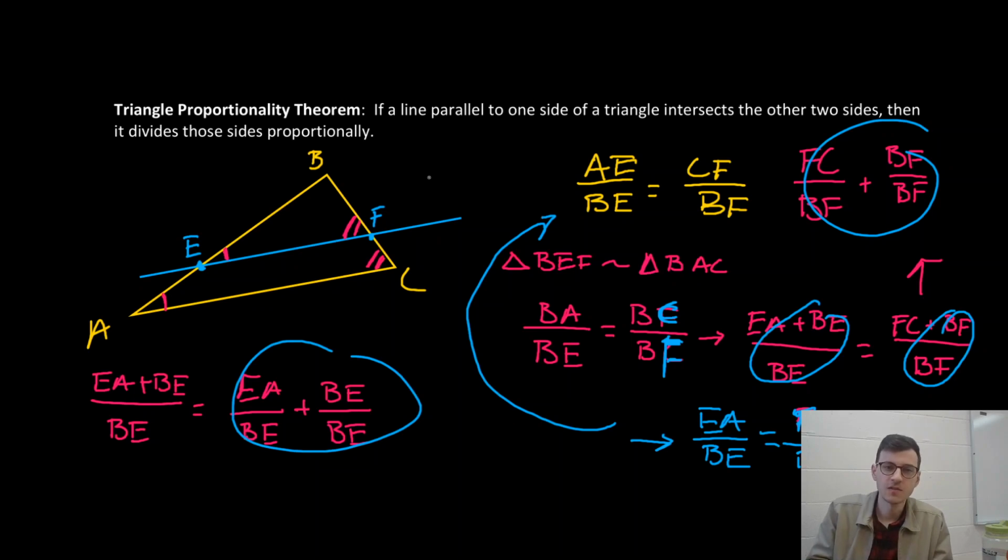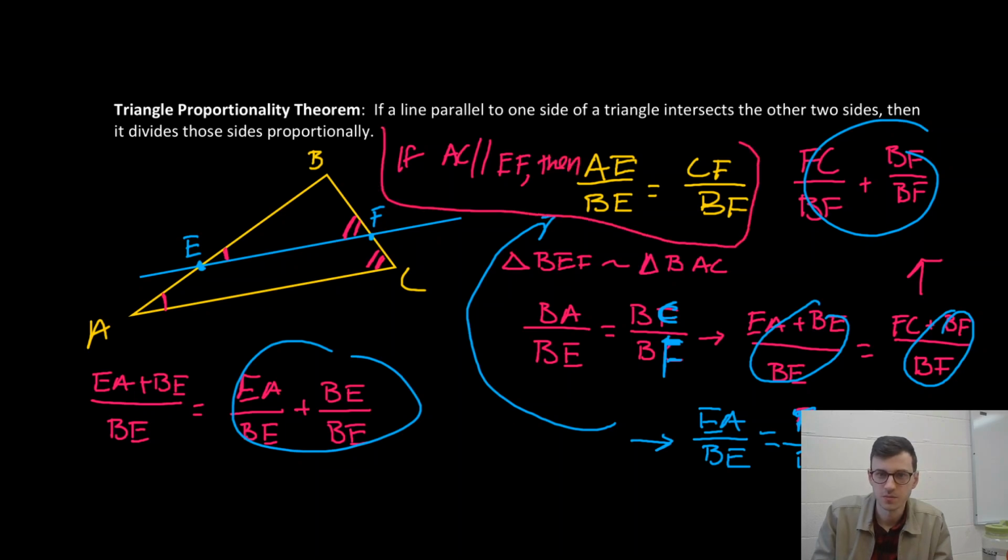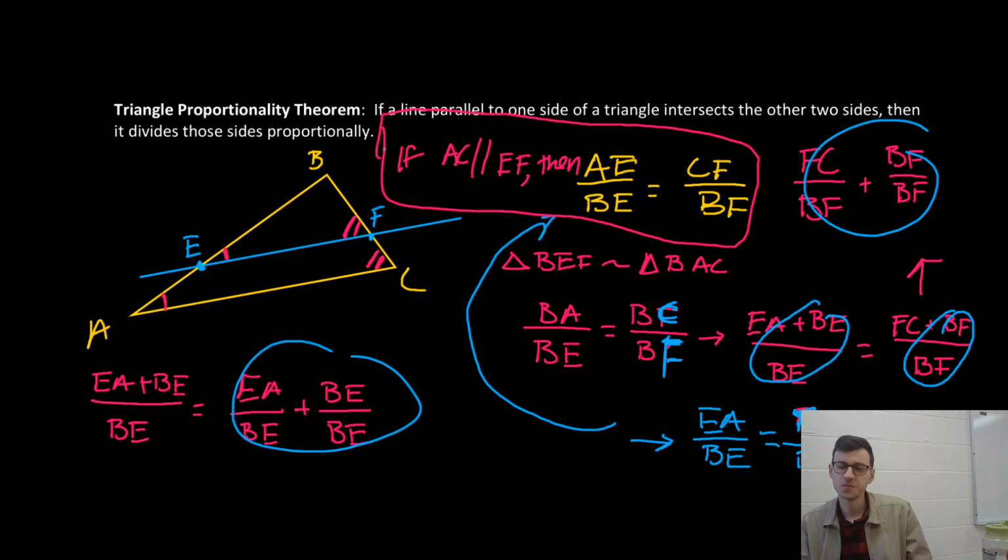Okay, so the bottom line is the proof is if AC is parallel to EF, then this happens, right? That's the proof. It's a great proof. Or this is a theorem, sorry. The proof to the theorem is great, but that's the theorem. If AC is parallel to EF, then those sides are proportional.